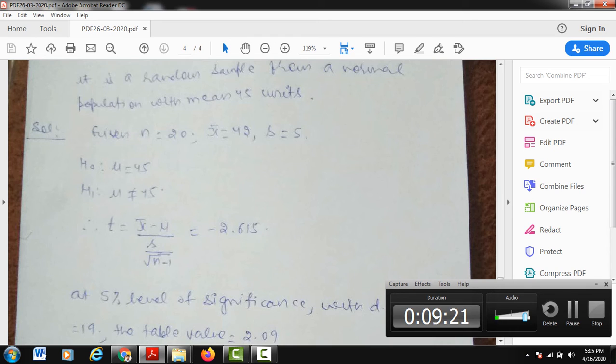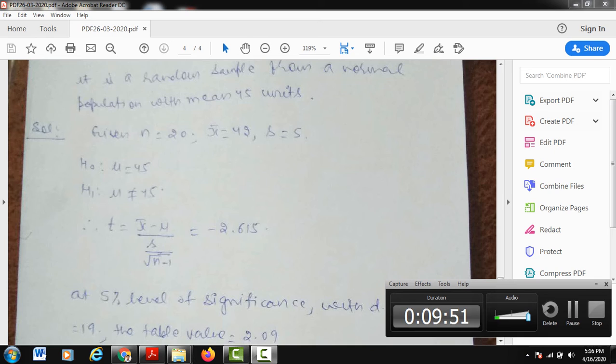So what will be the alternative hypothesis? That is the complementary to the null hypothesis, that is mu is not equal to 45. That is, the given sample in the question has not been derived from that population which possesses the mean 45. So I just want to check the significance of difference of single mean. So I will use the application of t-test. So what is the t statistic I am using over here? This is x bar minus mu over small s over under root n minus 1.